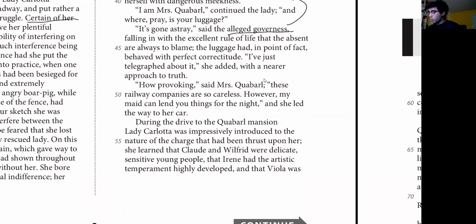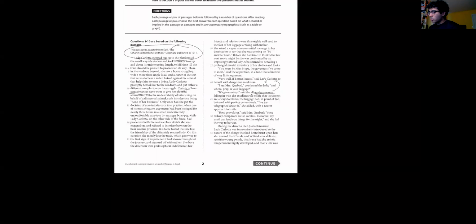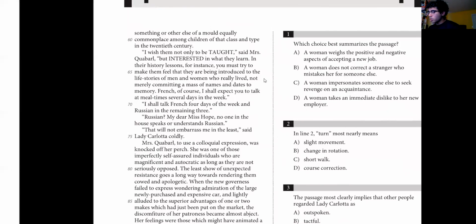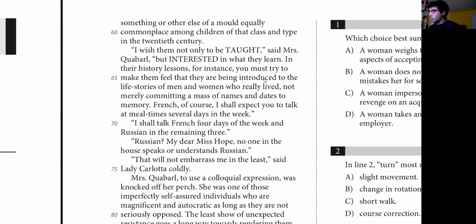During the drive to the Corval mansion, Lady Carlotta was impressively introduced to the nature of the charge that had been thrust upon her. She learned that Claude and Wilfred were delicate, sensitive young people, that Irene had the artistic temperament highly developed, and that Viola was something or other else of a mold equally commonplace among children of that class in that time in the 20th century.